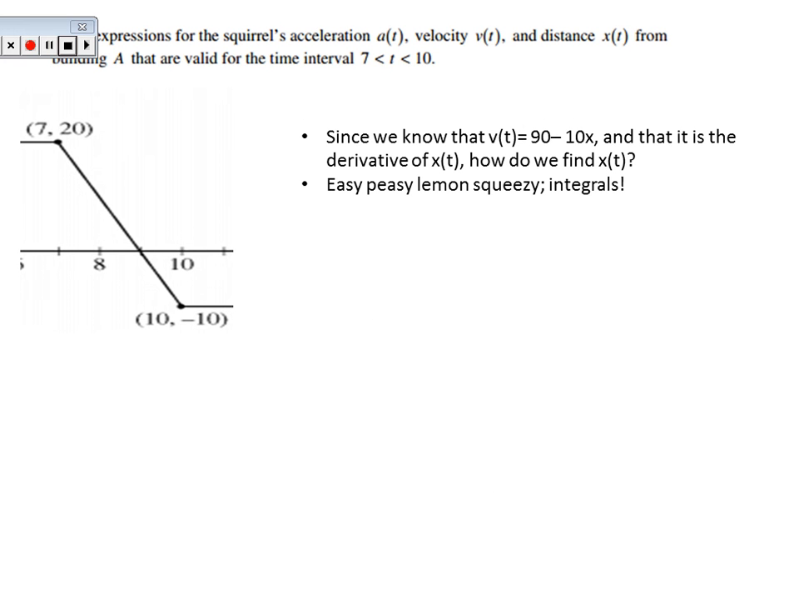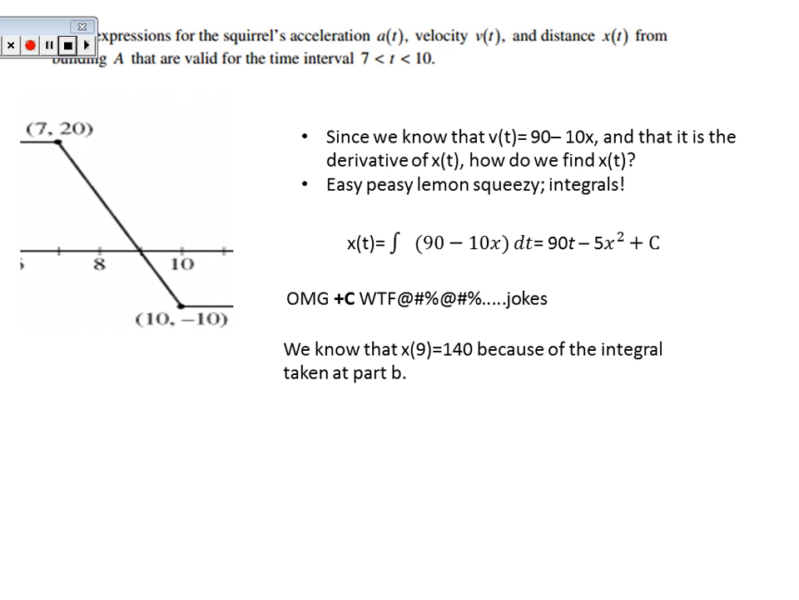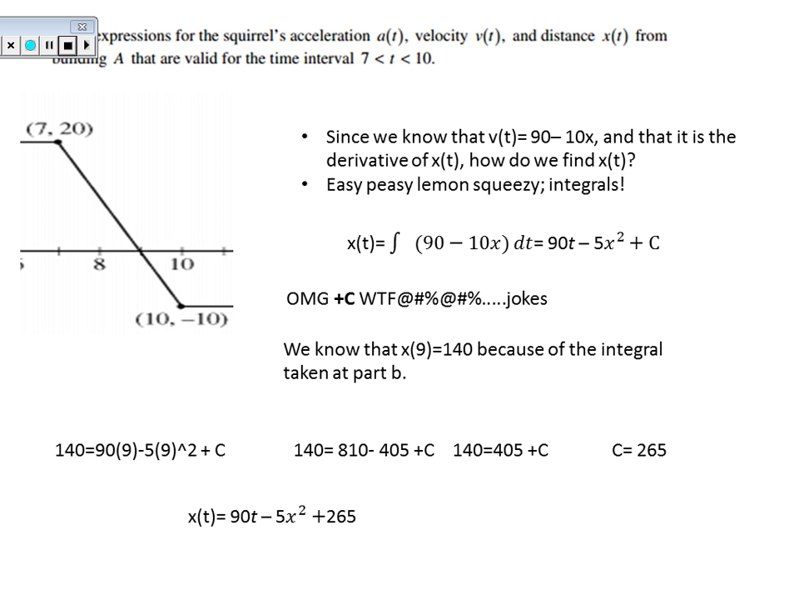Now, we know v of t, and we know that v of t is the derivative of x of t, so how would we find x of t? Well, that's easy. We would just use integrals. So x of t is equal to the integral of v of t, which is 90 minus 10t dt, and that integral is equal to 90t minus 5t squared plus c. Oh no, plus c! We know that x at 9 is equal to 140 because of the integral taken at part b when we were trying to find the farthest distance traveled. So we can just plug that in to the integral equation we have, and we solve for c, and we find that c is equal to 265. And then we can say that x of t is equal to 90t minus 5t squared plus 265.